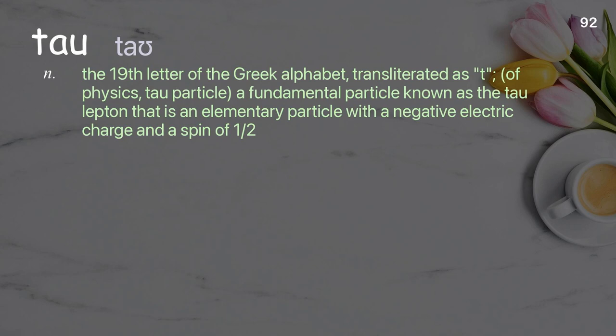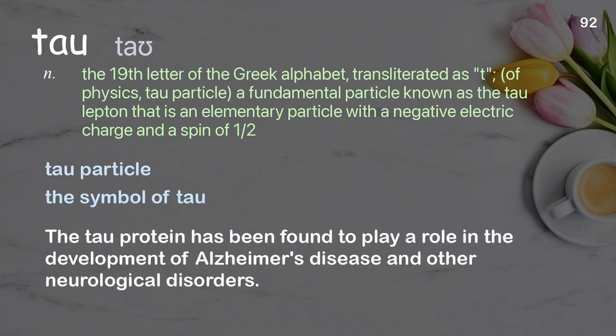Tau. The 19th letter of the Greek alphabet, transliterated as T. Of physics, tau particle, a fundamental particle known as the tau lepton that is an elementary particle with a negative electric charge and a spin of 1/2. Examples: tau particle, the symbol of tau. The tau protein has been found to play a role in the development of Alzheimer's disease and other neurological disorders.